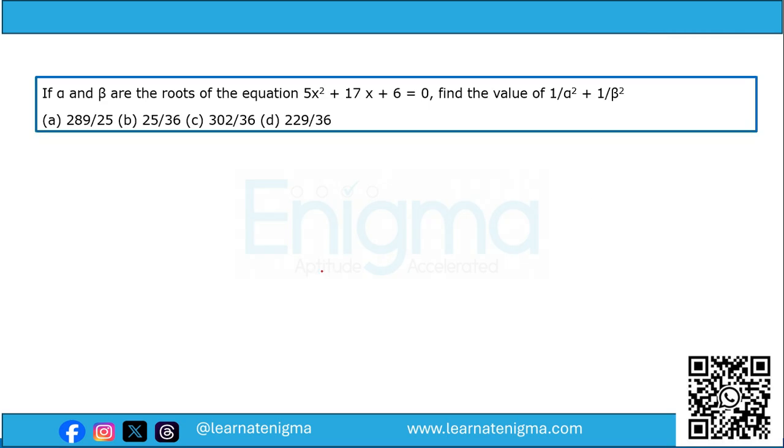If alpha and beta are the roots of the equation 5x² + 17x + 6 = 0, find the value of 1/α² + 1/β².